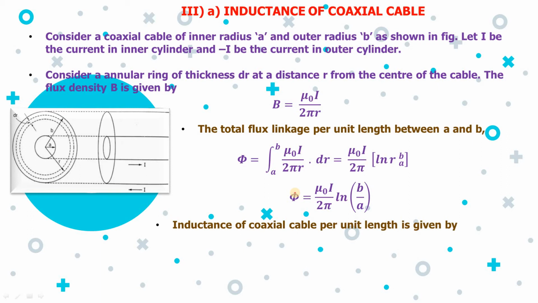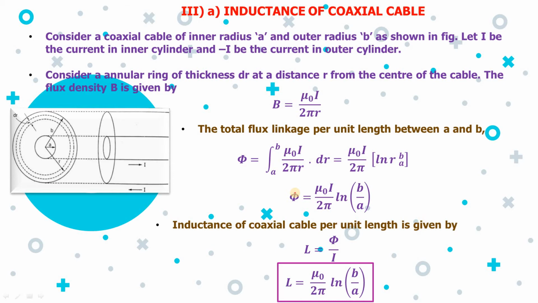Now what is your inductance? L is equal to phi by I. So L, the inductance of a long coaxial cable between A and B, is given by the expression L is equal to mu naught by 2 pi into ln B by A. So this is the general inductance of a coaxial cable.